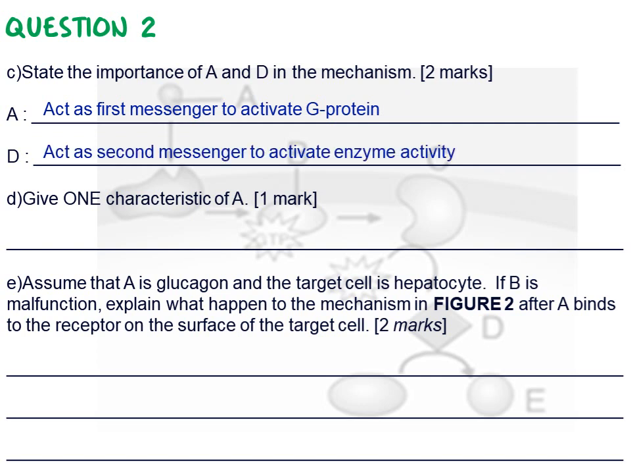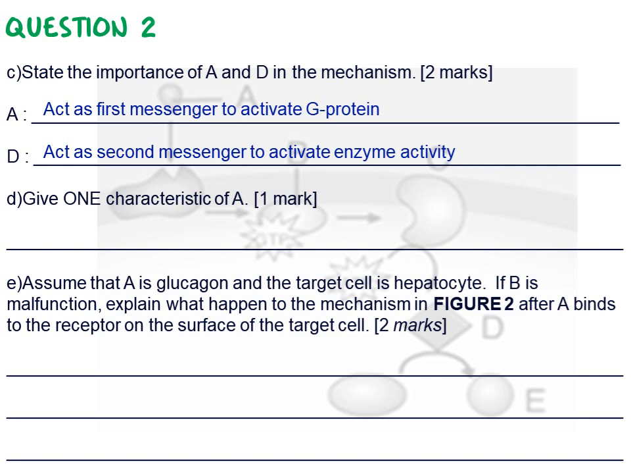Next. D. D is something inside the cytoplasm. So, it is released from conversion of ATP. So we have the clue. D adalah cAMP. Just now kita jawab cAMP. So what is the function of D or cAMP? It will act as a second messenger. For what? To activate enzymatic activity in cytoplasm. Boleh tambah kat situ. Act as second messenger to activate enzymatic activities in cytoplasm.